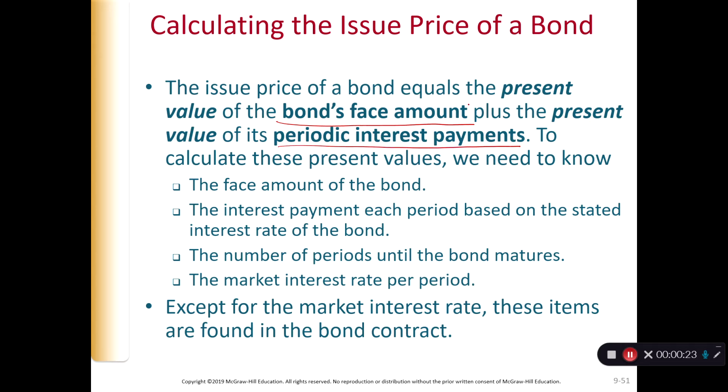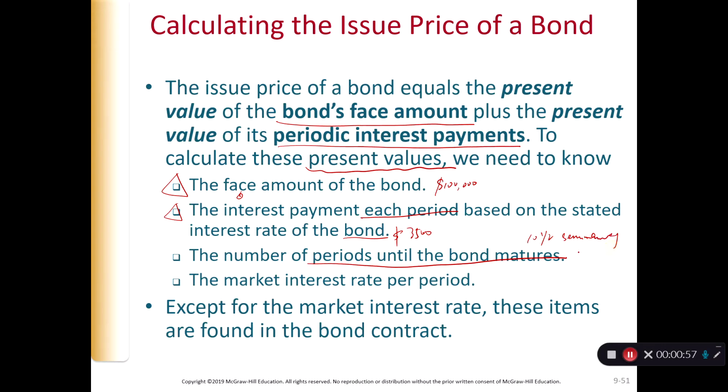To calculate this present value, we need to know, first of all, what is the face value of the bond? And second, the interest payment each period based on the stated interest rate of the bond. Remember, that's $3,500, using the prior example. And the face of the bond in the prior example is 100,000. And the number of periods until the bond matures: that was a 10-year bond paying semi-annually.